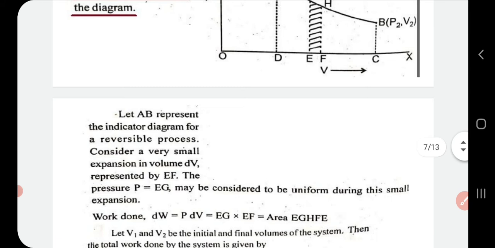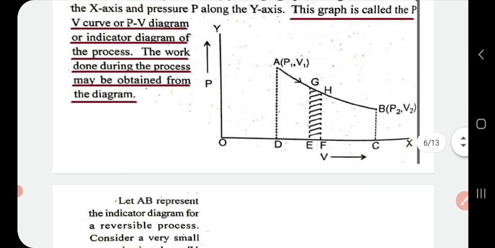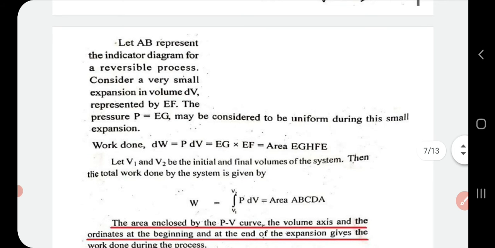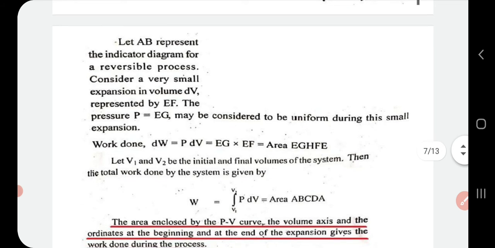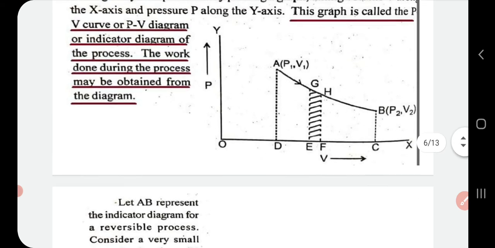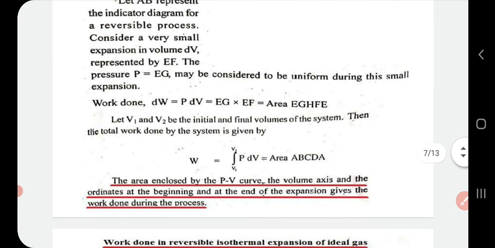EF. So the work done dW, that is the small amount of work done during the small expansion in volume, will be equal to the area EGHFE. That is the shaded portion EGHFE. Now suppose that V1 and V2 are the initial and final volumes. Now the total work done, you have to integrate. So W will be equal to the integral from V1 to V2 of PdV, and that is nothing but the area enclosed by the loop ABCD.